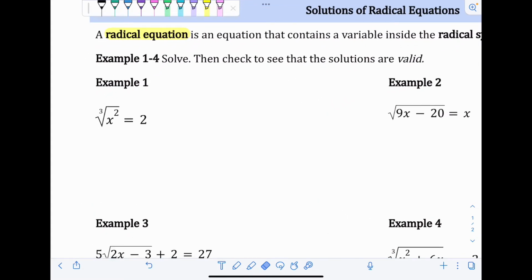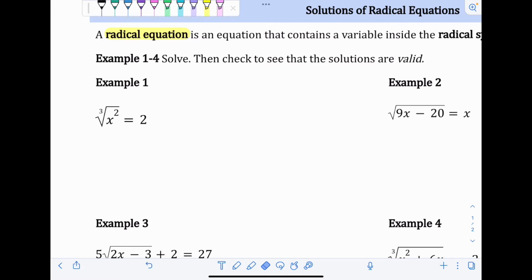which means solutions that are not valid for that equation. Okay, so example 1, the cubed root of x squared equals 2. The workbook solves these equations using a little bit different strategy. It's totally up to you what you use. If you are interested in the other strategy, you can read through it in the workbook. It has all the worked out problems, but I tend to prefer a different approach.